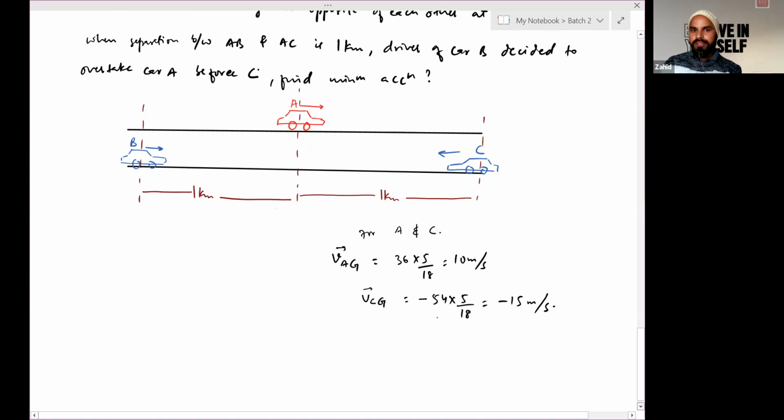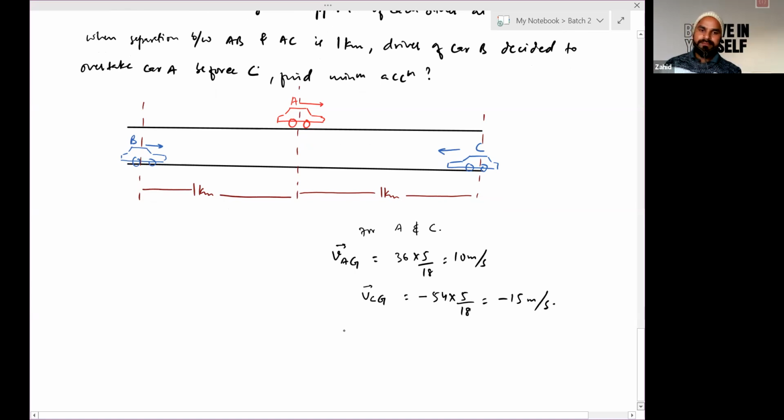And initial separation between A and C, you will say displacement between A and C is 1 kilometer, so it will be 1000 meters. So this is a relative separation between A and C. Since there is no acceleration between A and C, you will say acceleration of A with respect to ground, or acceleration of C with respect to ground, or acceleration of A with respect to C, all these terms are 0.